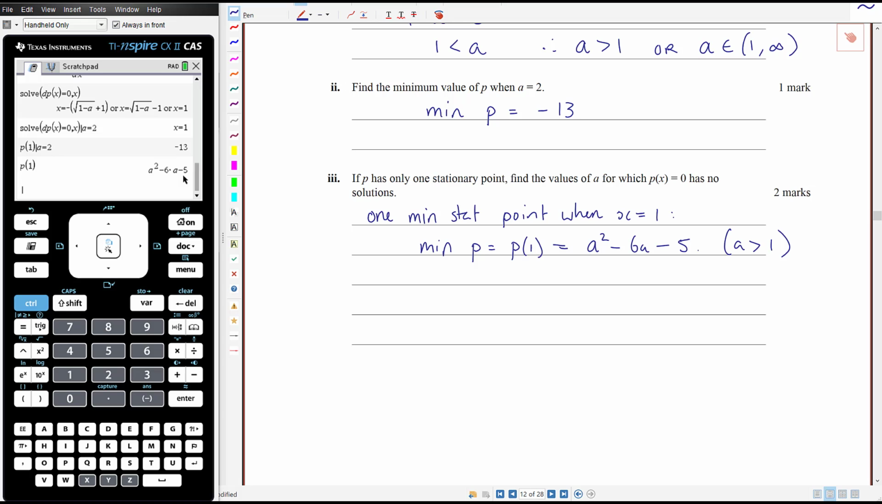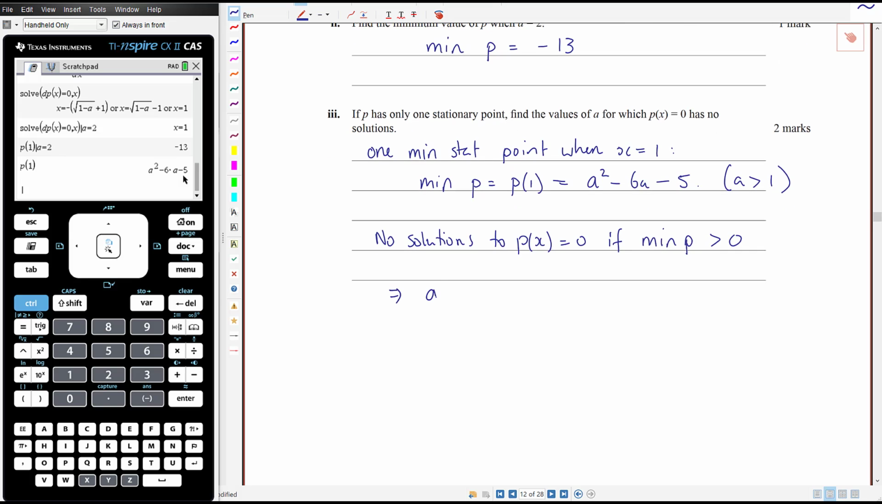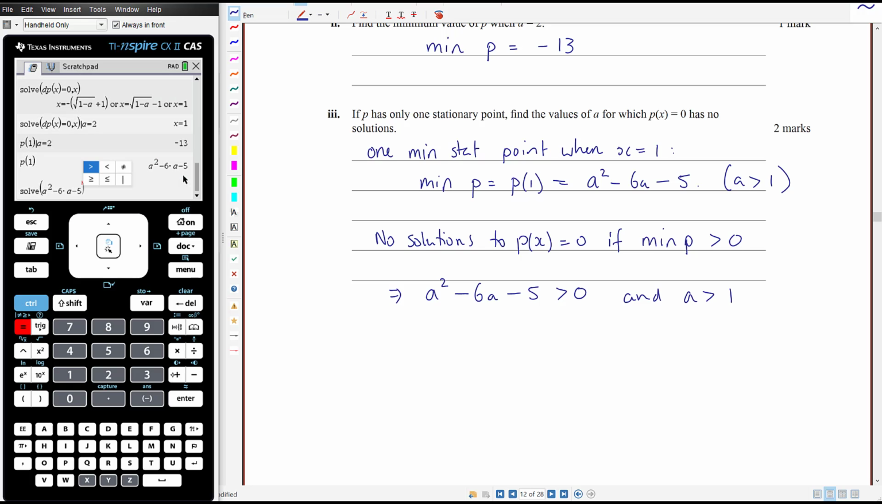Okay, and so therefore, we want that minimum to be above the x-axis. So we get no solutions to p of x equals 0 if min p is bigger than 0. And so that means we want a squared minus 6a minus 5 to be bigger than 0. And we also want a to be bigger than 1 still, because we need to have only the one minimum point. So I'm going to get my CAS to solve that bigger than 0 for a.